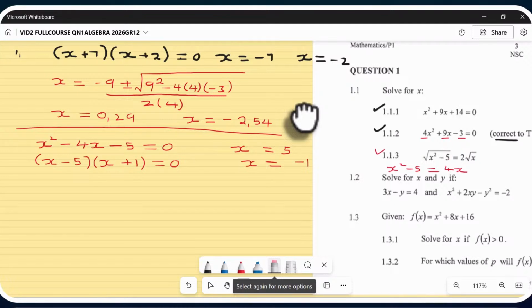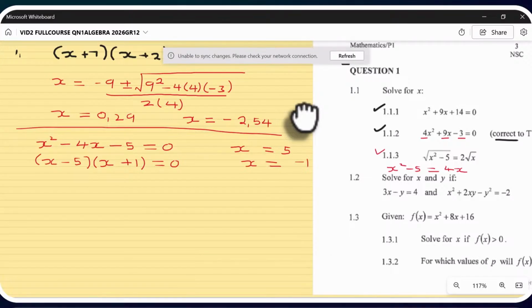About negative 1. Now, negative 1 squared is 1. Then 1 minus 5 is negative 4. So it doesn't work out. So, our answer here, x is not equal to negative 1. That's our answer here.